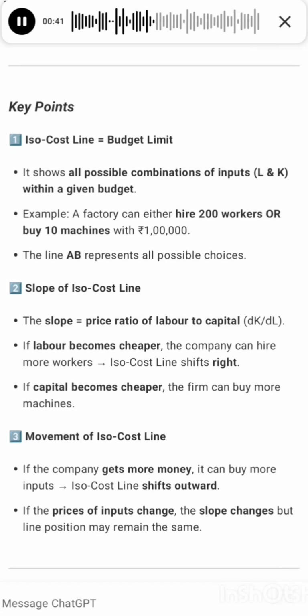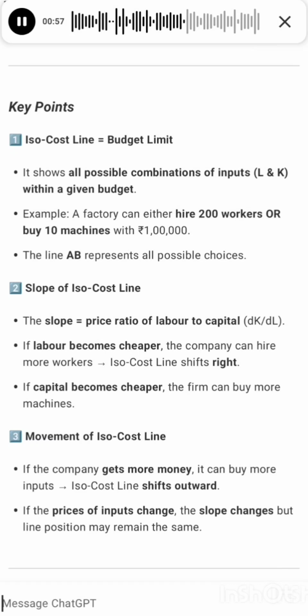2. Slope of ISO cost line. The slope equals price ratio of labor to capital, PL over PK. If labor becomes cheaper, the company can hire more workers. ISO cost line shifts right. If capital becomes cheaper, the firm can buy more machines.